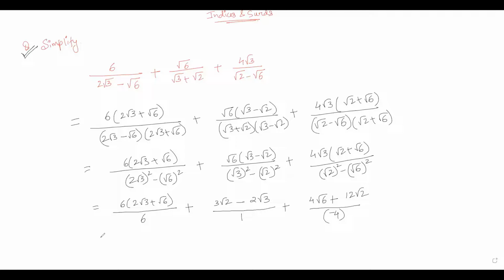So again, if you simplify this, this would be 2 root 3 plus root 6 plus 3 root 2 minus 2 root 3. And here we can cancel 4 from the numerator and denominator. So this would become minus root 6 minus 3 root 2. Now, if we see, we can cancel this 2 root 3 and minus 2 root 3, this plus root 6 minus root 6, this plus 3 root 2 and minus 3 root 2. So the answer would be 0. So when we simplify this third, this would be equal to 0.